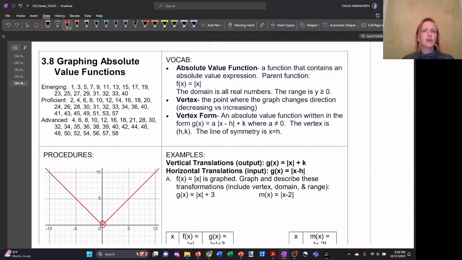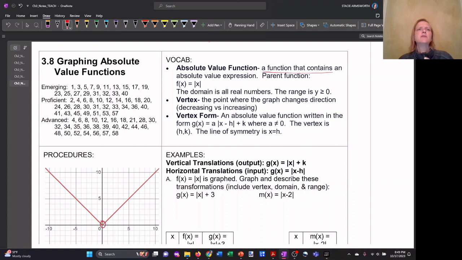So an absolute value function is going to be a function that contains an absolute value expression in it. And the simplest absolute value function that there is is f of x equals the absolute value of x. And that's what I have graphed here. Notice that the domain is all real numbers, but the range is not all real numbers. The range has to be positive values of y. Y is greater than or equal to 0.